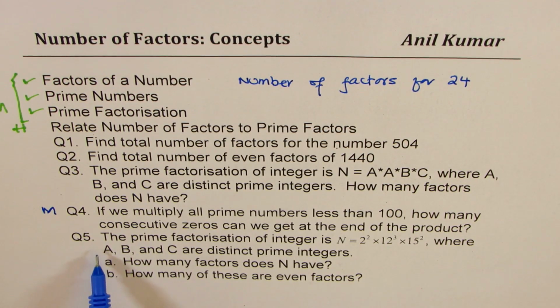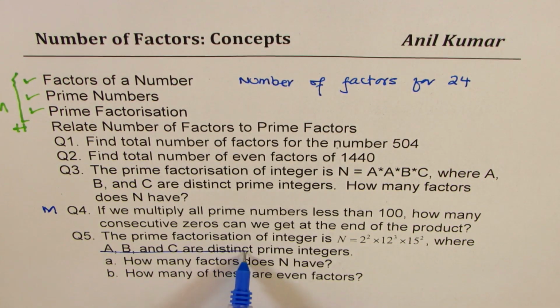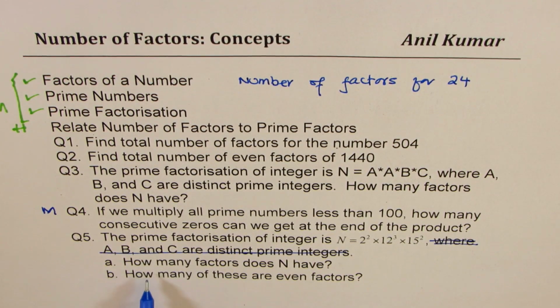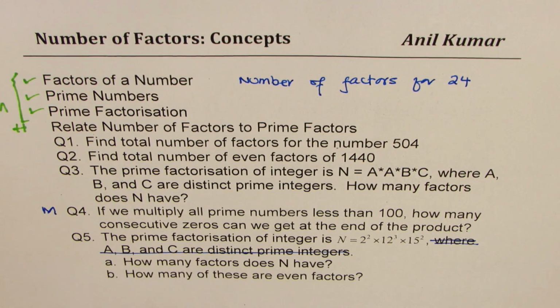Question 5 is the prime factorization of integer n is 2 square times 12 cube times 15 square. How many factors does n have, and how many of these are even factors? You can actually pause the video, answer some of these questions, and we'll begin with basic concepts.